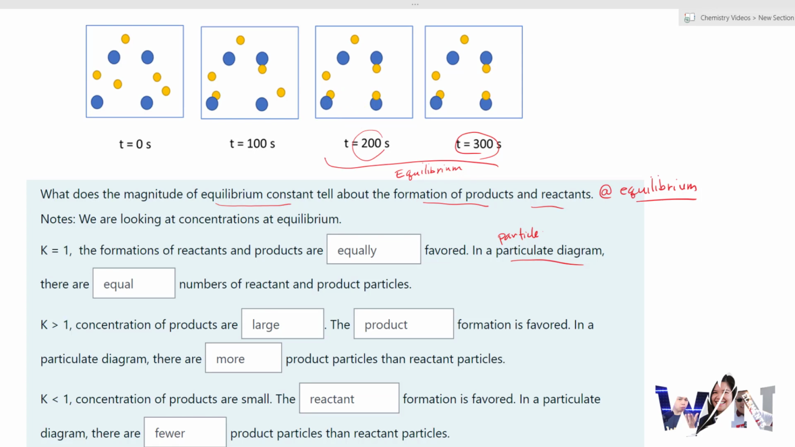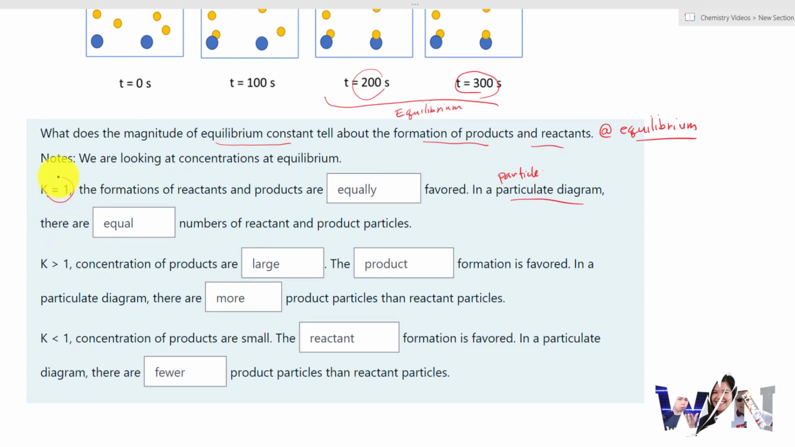Now, with that information, let's go back in here. When K is equal to 1, the formation of reactant and product are equally favored. And that means the number of products and the number of reactants, again, we are talking about a particulate diagram, you are going to see that the number of reactant and product are the same. Because they are equally favored, okay? So again, we are talking about the condition at equilibrium. So when K equals 1, remember, K at equilibrium is product over reactant. So of course they are the same, equal to 1.